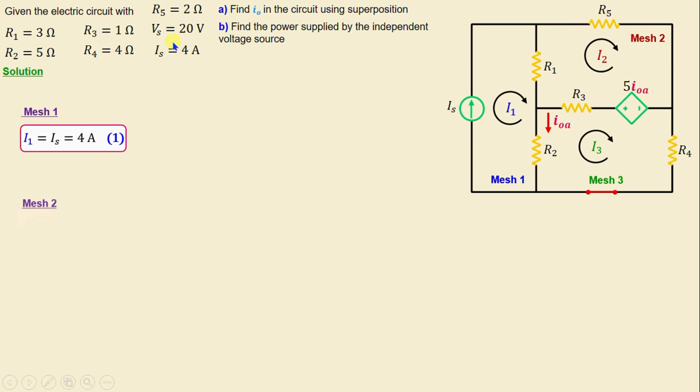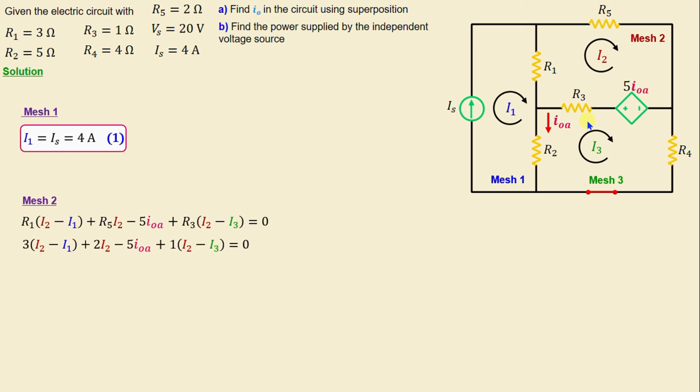Let's move on to mesh 2. By applying Kirchhoff's voltage law in mesh 2, we can write R1 (I2 minus I1) plus R5 (I2) minus 5 I0A plus R3 (I2 minus I3) is equal to 0. By replacing the resistors with their numerical values and continuing to simplify this equation, we obtain negative 3 I1 plus 6 I2 minus I3 minus 5 I0A is equal to 0.